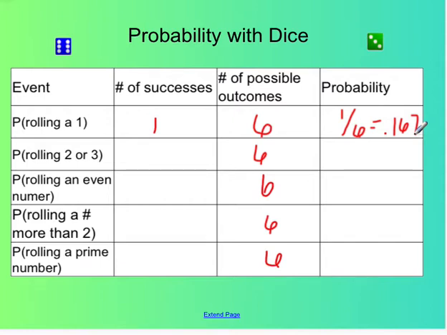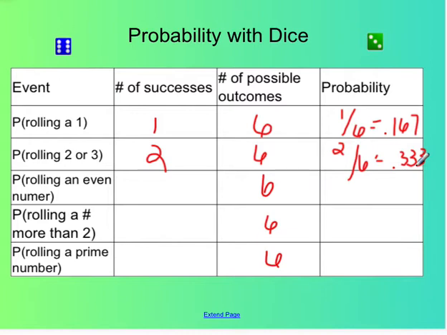Now when I do probability, I like to round to 3 decimal points so I can keep it just a little bit more accurate. Next, I want to calculate out the probability of rolling a 2 or a 3. Well, there's 1 2 on a dice and there's 1 3 on a dice. So that means there's 2 successes if we roll a 2 or if we roll a 3. So that probability is our number of successes over total possible outcomes. And 2 divided by 6 is going to give me 0.333.